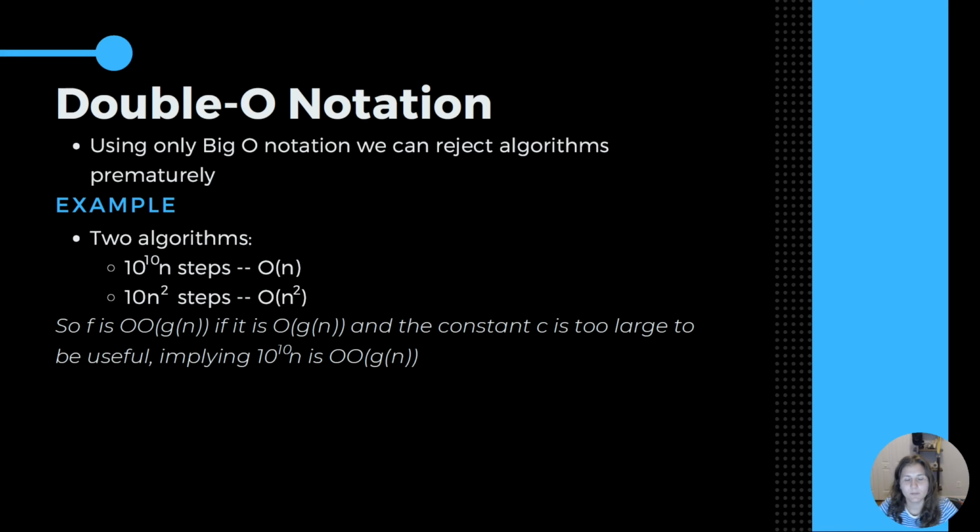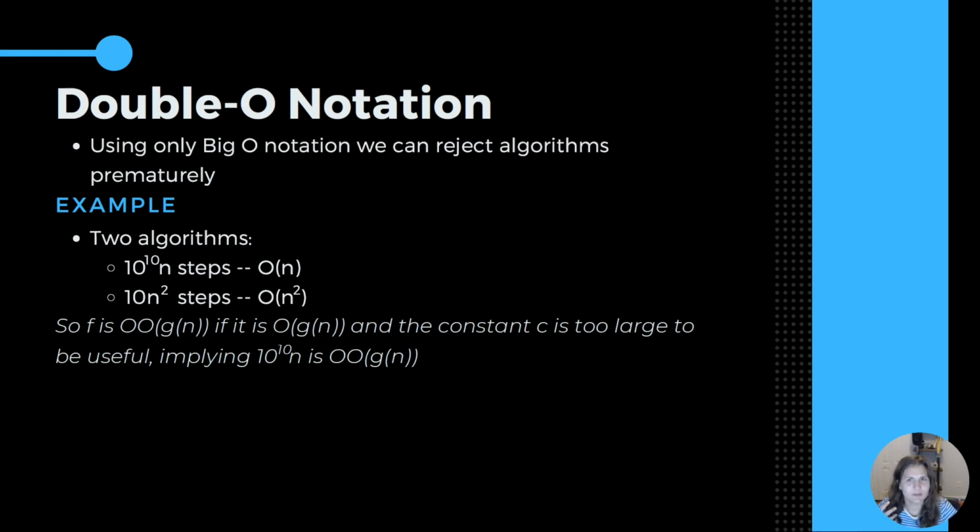So we learned about big O notation, and we learned about big omega and theta notation. There are possible problems that can occur when you use only big O notation. All the notation that we have learned serves the purpose of comparing the efficiency of algorithms that are designed to solve the same problem. If we use only big O notation, we can actually reject algorithms prematurely.